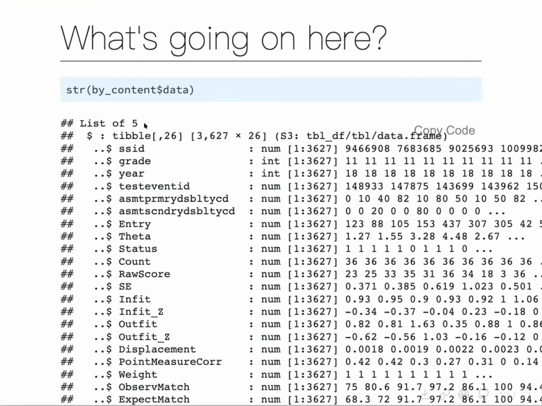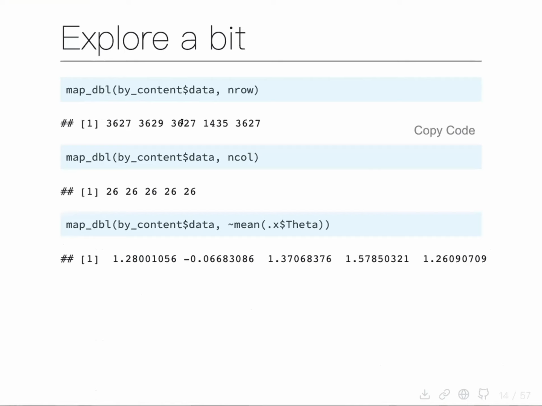So if we look at this, you can say str by content data. You can see you get a list of length 5, and it's going to look exactly identical to the split method. Okay? So we can explore this a bit. We can say map double on by content data row and compute the number of rows. We get those. Map double on data, compute the number of columns. It's 26 for all of them. And then by content data, what's the mean of .x theta? Okay, and then we get different values there.